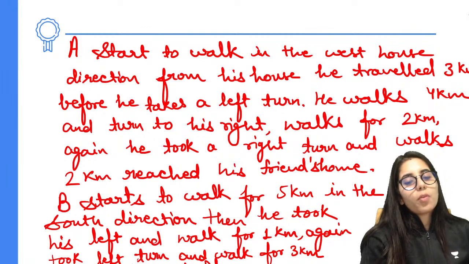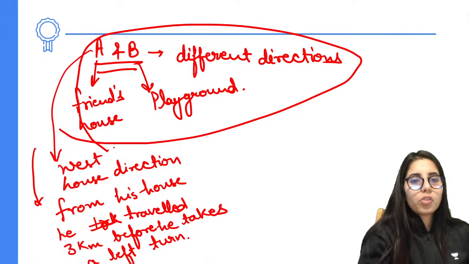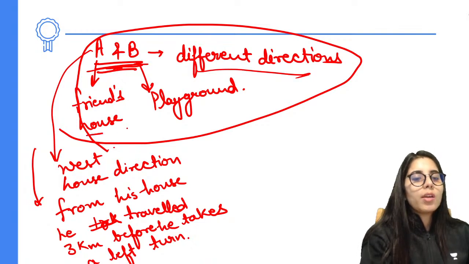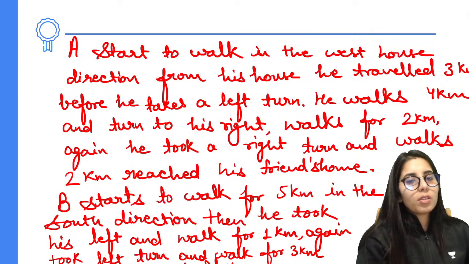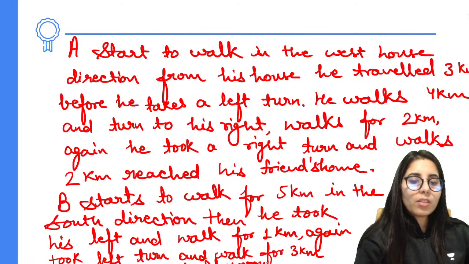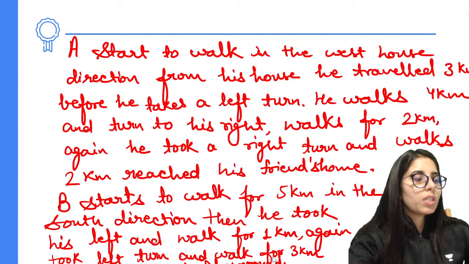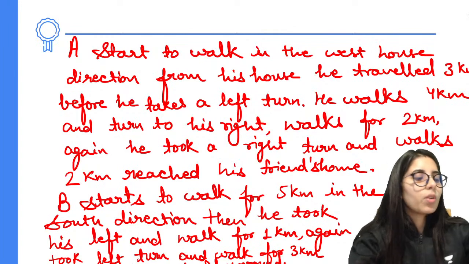So this was the information we had in the question. The initial information you can take from here is that A and B are brothers, moving in different directions. A wants to reach the friend's house and B wants to reach the playground. Then further details have been given like this. The main question is: what is the total distance covered by A and B together?